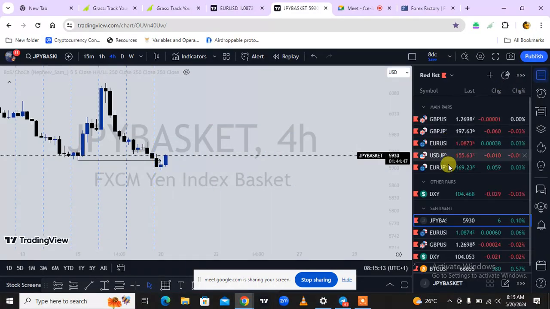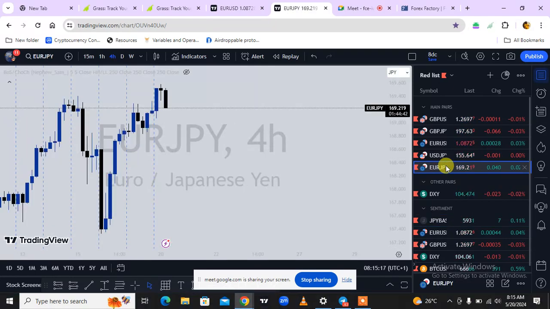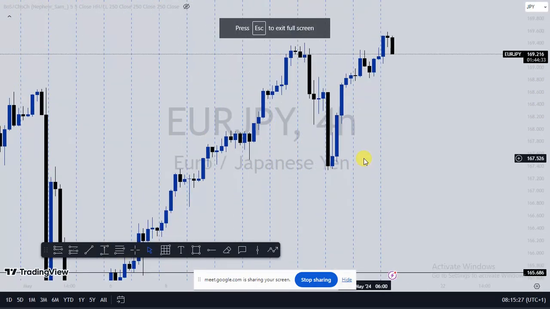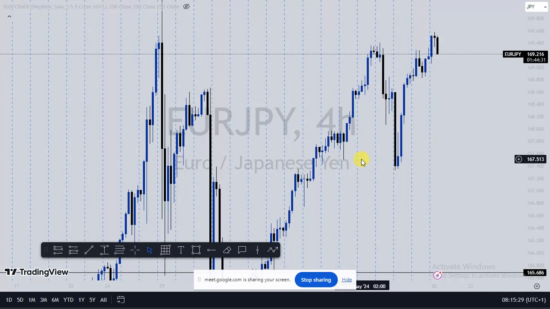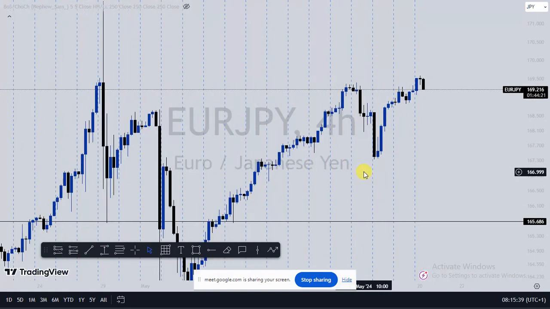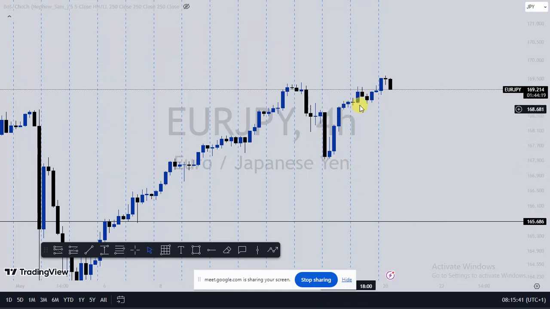Let me check the EJ. I had to check the index. That's the index we use in trading JPY pairs. You understand? You use Yenbasket the way you use DXY. You know what DXY is used for now. The way you use DXY is the same way you use Yenbasket for EJ as well.